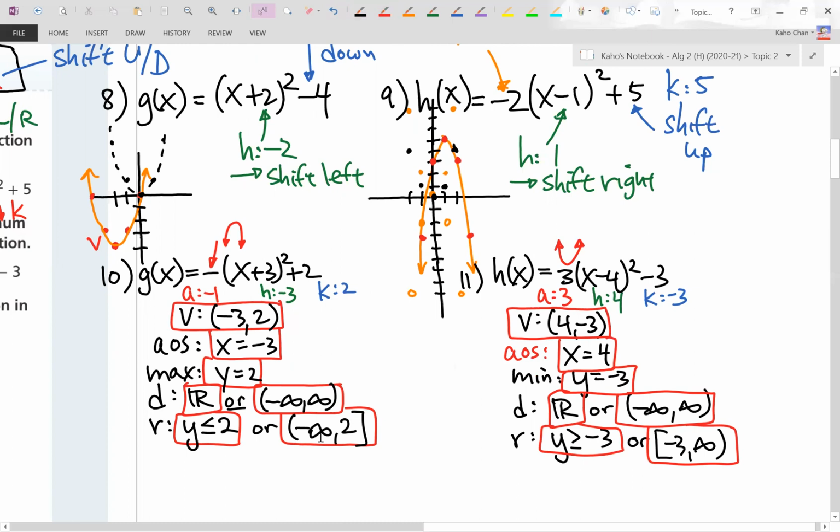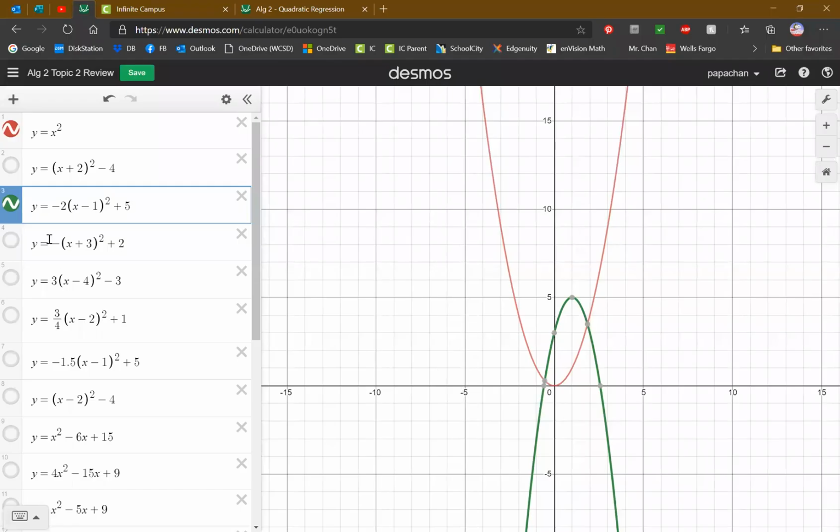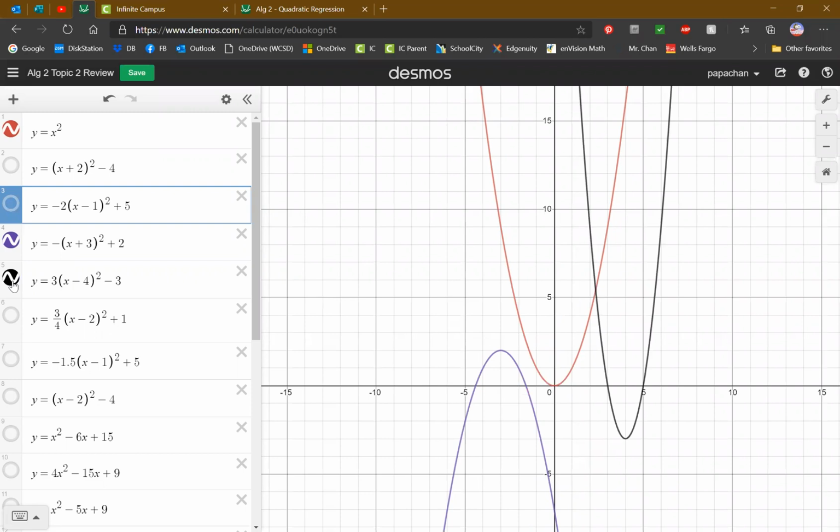Wanted to show you, I think I did do this on Desmos. Let's see what they look like. Just curious. These are number 10 and 11. There's number 10. Oh, nice. It is upside down. And here's number 11. Bam. Definitely stretched triple there. You can see that. Very good.